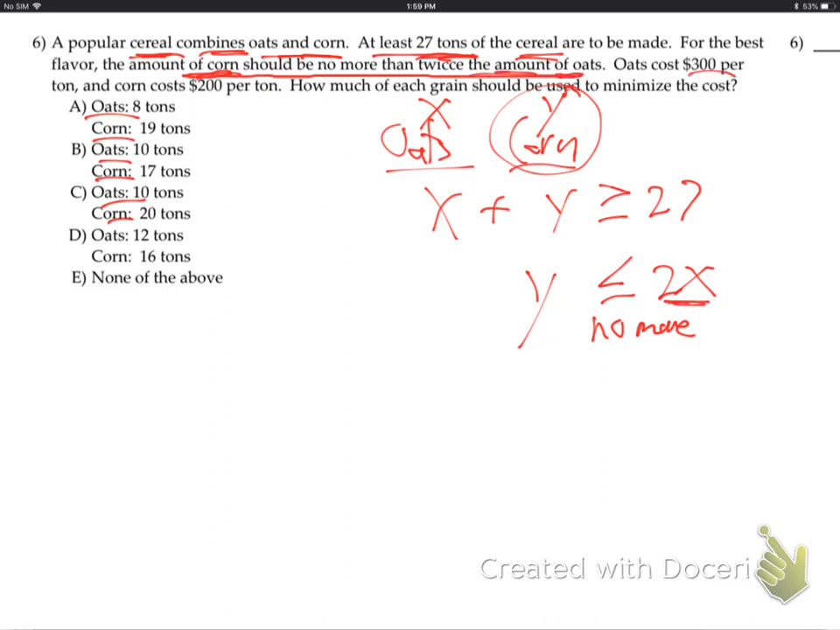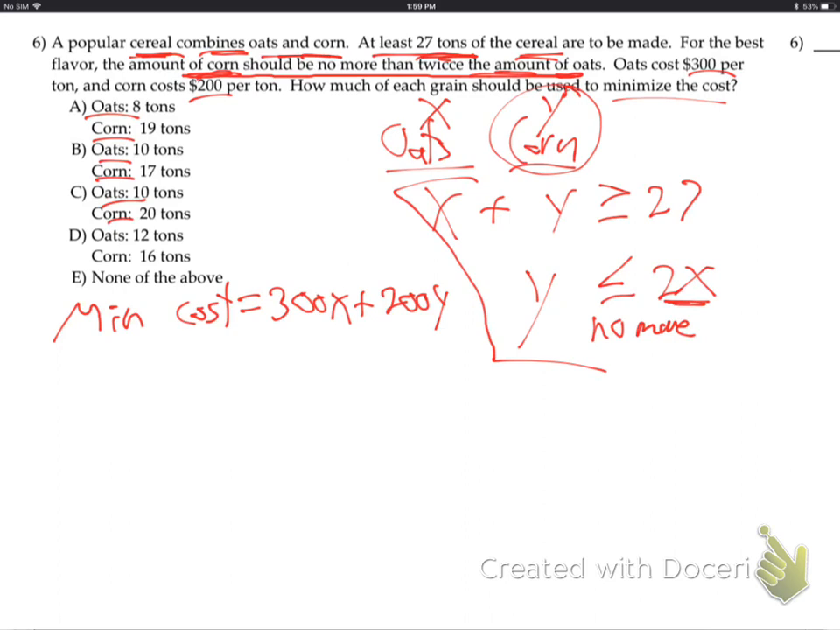Oats are 300. Corn is 200. Minimize the cost. So we're minimizing. So I can write up here, minimizing the cost, the Z, which is 300 oats, 300X plus 200Y. So there we go. So there's our two that we have to put on the graph. We have to put those two on the graph. And we have to shade, find the corners, plug into the minimum thing.